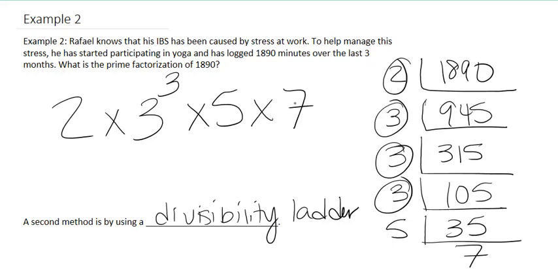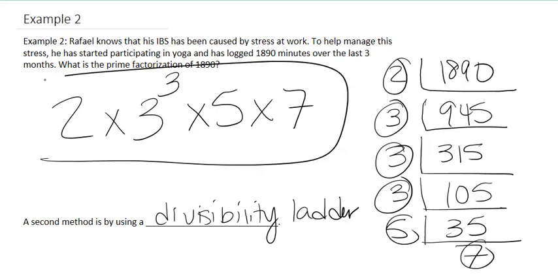A way you can double check that you did this right is to multiply all these prime numbers back together to see if you get your original number. And to summarize, prime factorization is when you divide the number into smaller numbers, which are prime numbers. Two methods for doing this are the prime factorization tree and the prime factorization ladder, or the divisibility ladder.